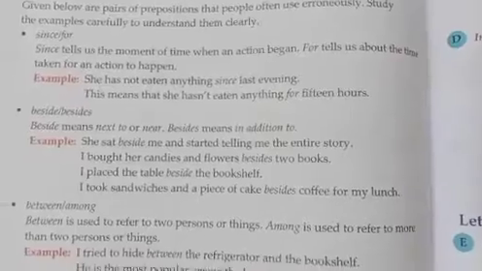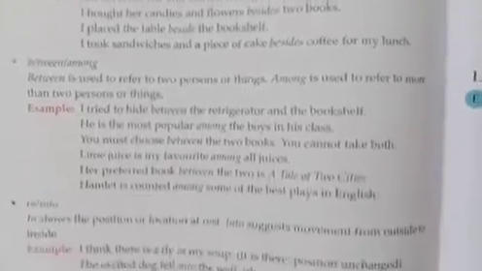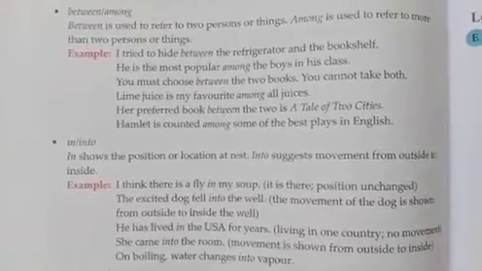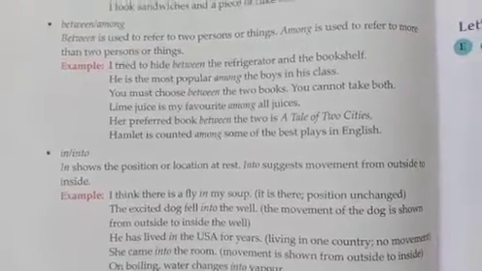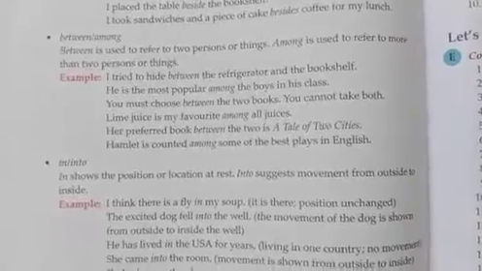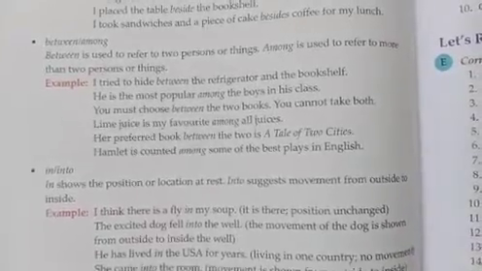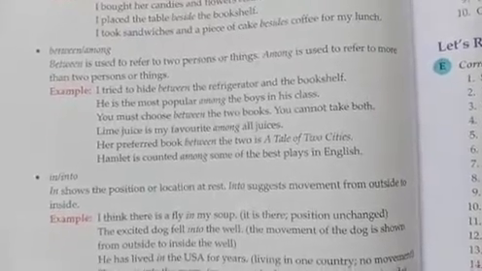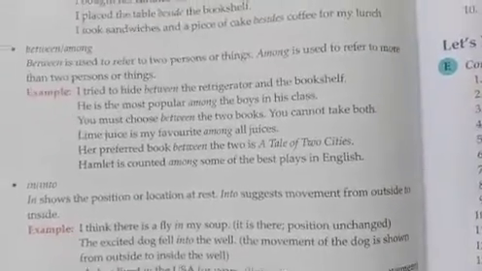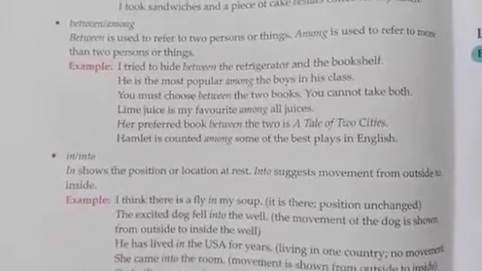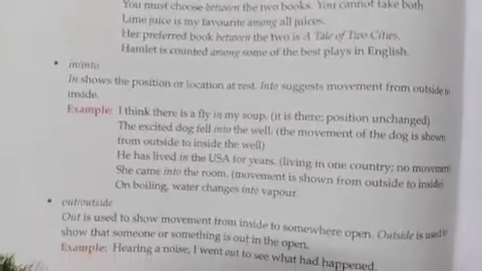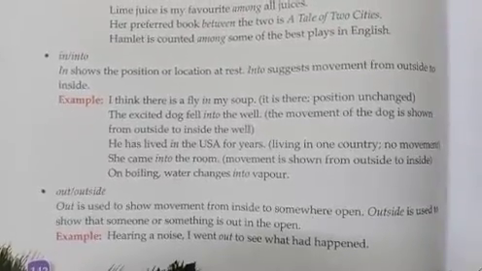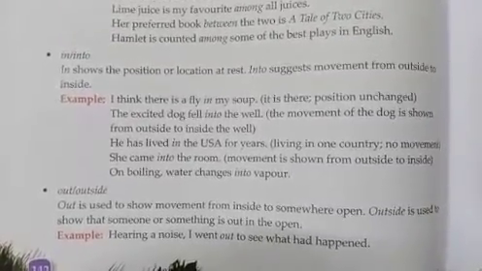Besides means addition. Now next one, between, among. Between is used to refer to 2 persons or things. Among is used to refer to more than 2 persons or things. See, between is only used for 2 persons. Among, more than 2 persons or things. Okay, in and into. In shows the position or location at rest. Into suggests movement from outside to inside.